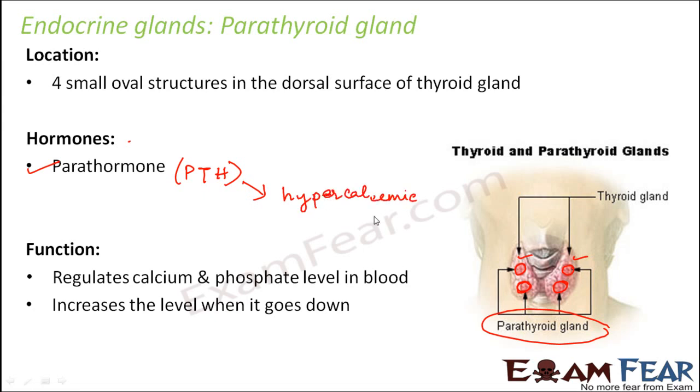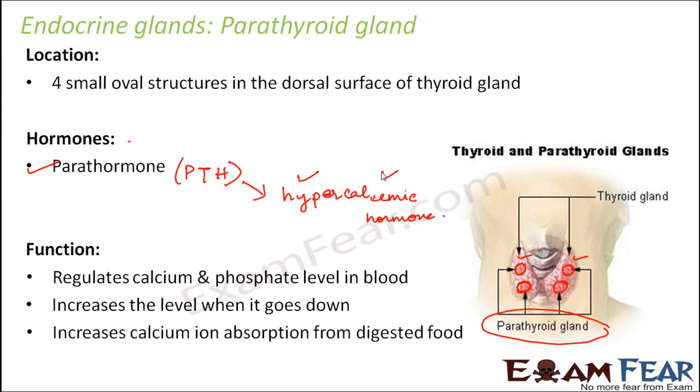Hypercalcemic hormone, because it increases the level of calcium in the blood. Hyper means more, calcemic is from calcium, because it adds more calcium to the blood. So it is called hypercalcemic hormone. It increases calcium ion absorption from digested food. Now the question was how it increases the calcium level in blood. By absorbing more and more calcium from the digested food. So that is how it increases the calcium level in the blood.